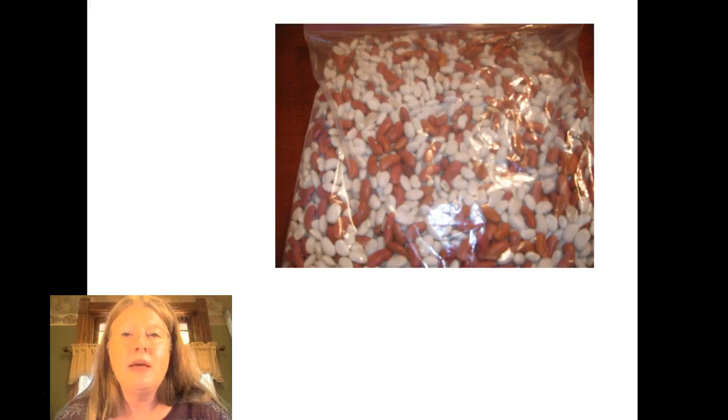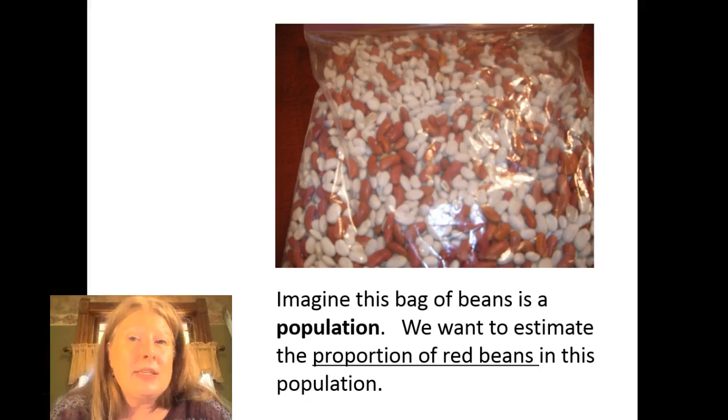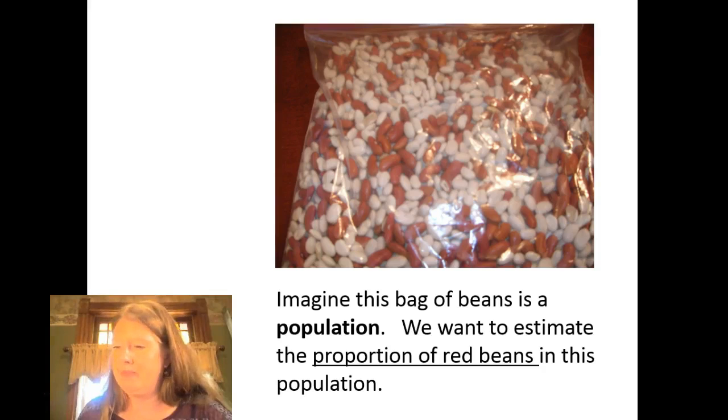Okay, so let's jump into an example we'll work with a little bit in these slides. Here's a big, huge bag of beans. Hopefully you can see here that we have several white beans. We also have several red beans, lots and lots of beans. We're going to consider this huge bag of beans a population. And what we want to do is estimate the proportion of red beans in the population.